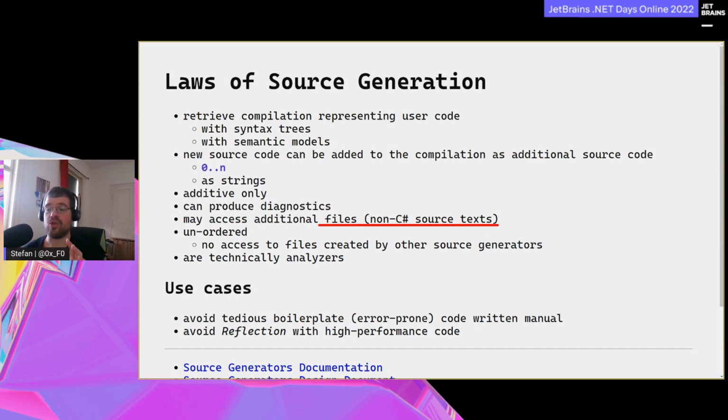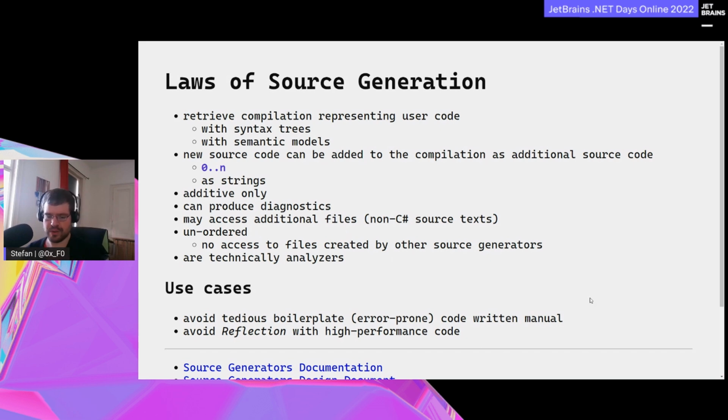And the source generator could also not only consume the C# files as the syntax trees, but also additional files, such as JSON files, for example. One very important thing is source generators are unordered. So one source generator cannot depend on a different source generator. They all get the very same input. With one version of Roslyn, there was a bit of an addition added, so you can circumvent this rule to some degree. We will see this in the example.